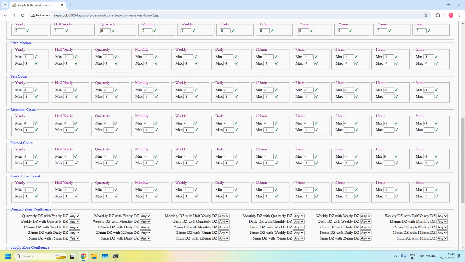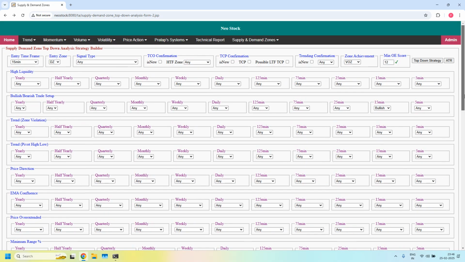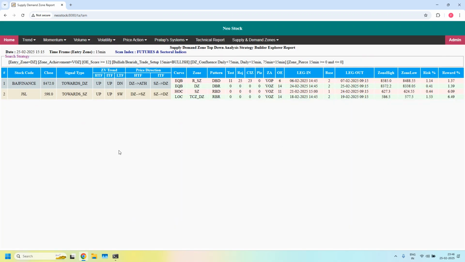So in the demand zone confluence, we have to set three filters. First filter is already enabled. Next, 15 minutes demand zone with daily demand zone confluence. 75 minutes demand zone with daily demand zone confluence. With all the three filters, we got both the stocks. So that means in both these stocks, these 15 minutes demand zones overlapped with 75 minutes demand zone. Both together again overlapped with daily demand zone. And daily trend is up.